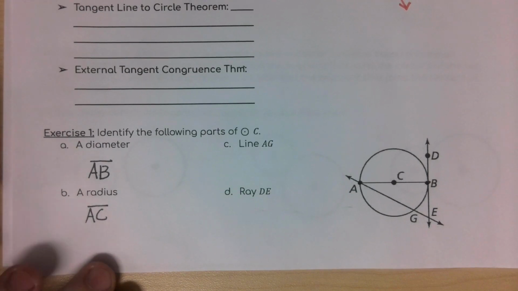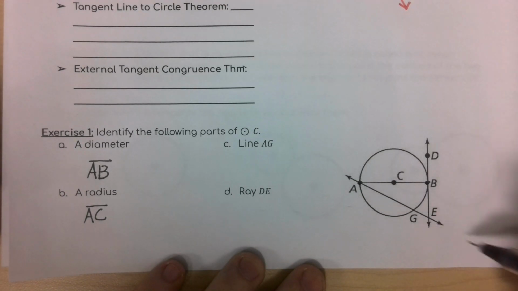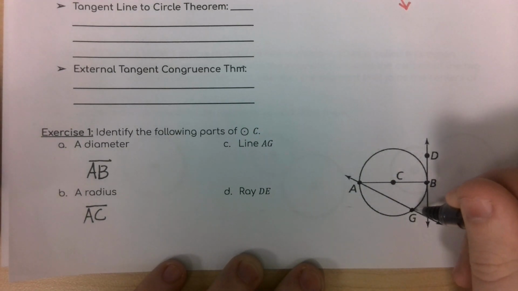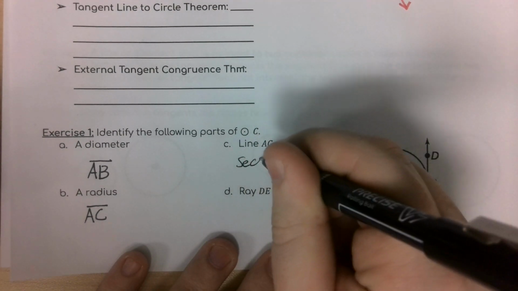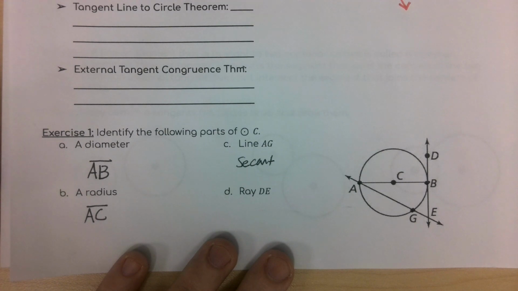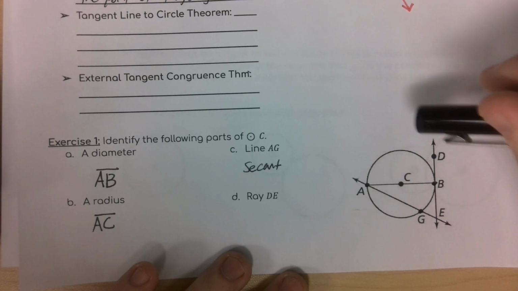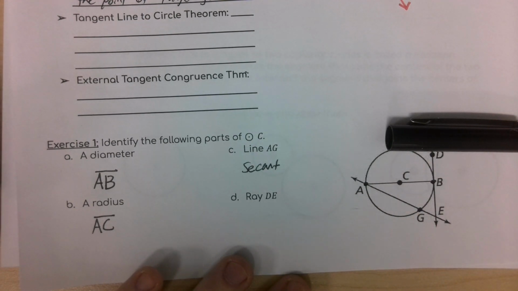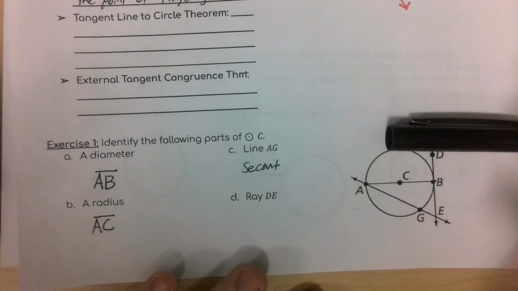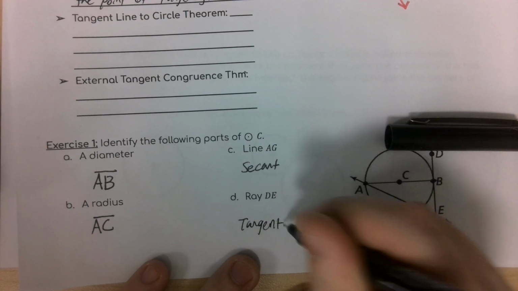Next, for line AG, you want to pick out what that is. Well, this one looks like it's a line, a full line, that crosses through 2 points on the circle. We call that a secant. Finally, if we're looking at ray DE, we don't care really that the arrow goes off towards D as well. We are talking just about point D going on forever through point E. And because it's only touching at one spot, we know this is a tangent. Cool.